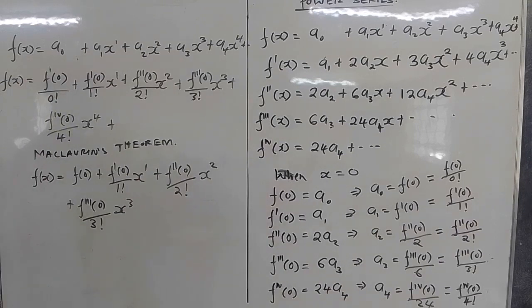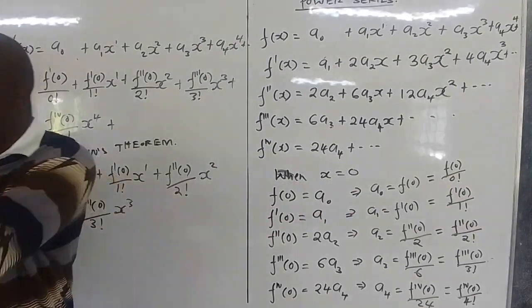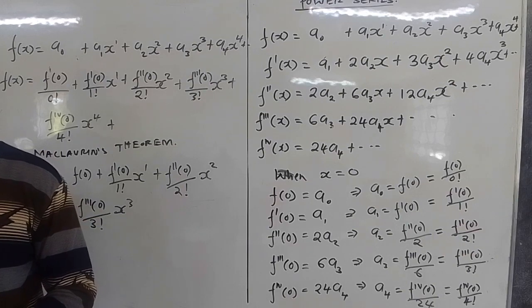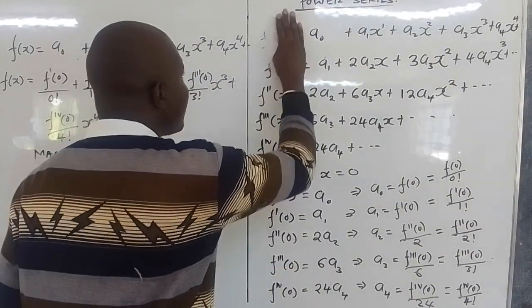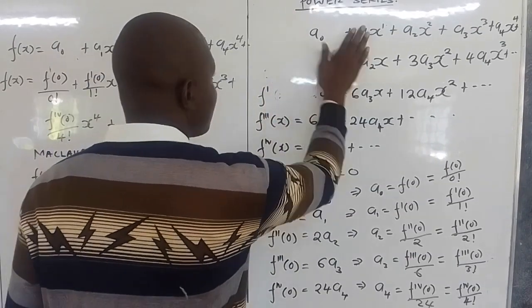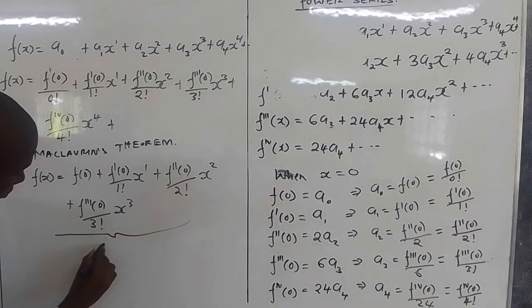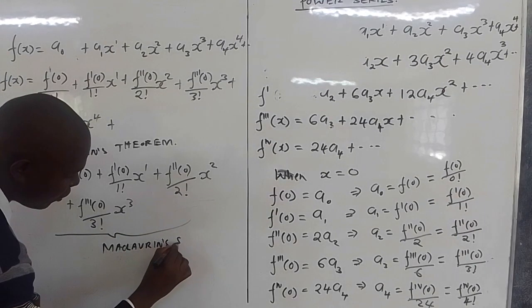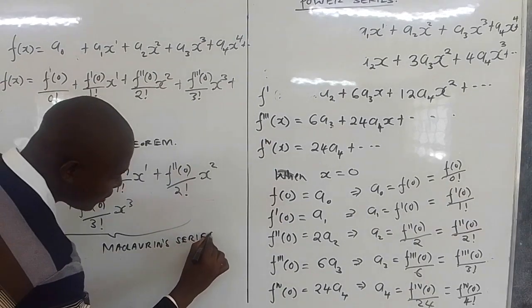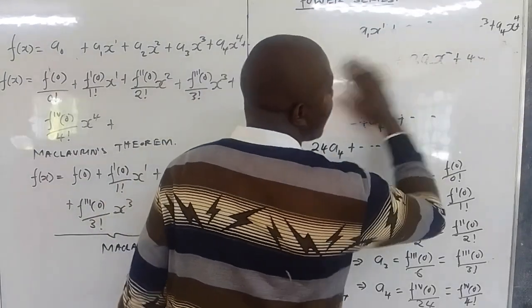Are we together? So can we now go to the Taylor series when x is equal to anything which is not 0? Are you seeing that? Are we together? Yes. Good. So move to the Taylor series. So we've seen the Maclaurin series from the Maclaurin's theorem. The Maclaurin's series. So let us go to the Taylor's theorem.